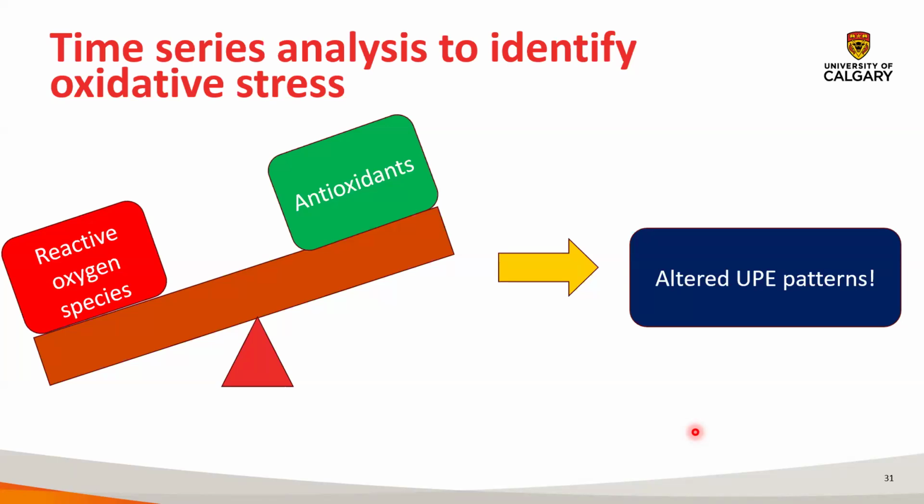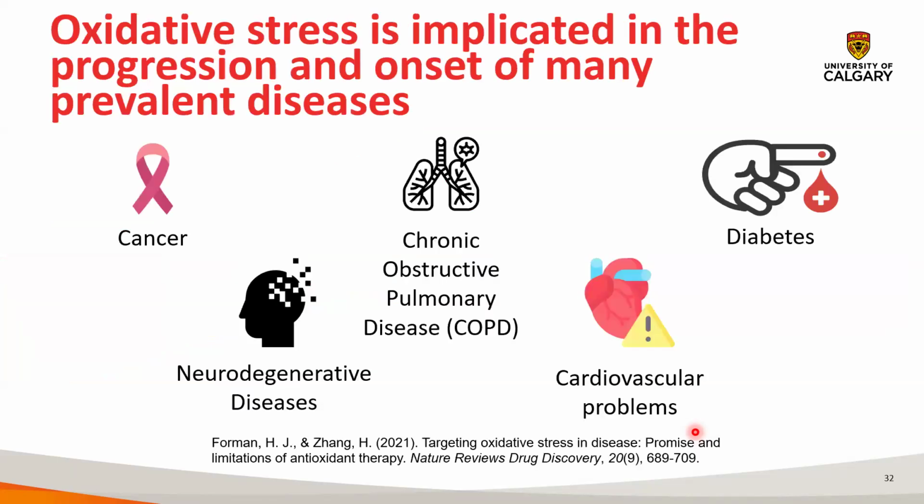And we thought this would theoretically result in altered UPE patterns. And that was sort of the fundamental crux of our analysis. So this was originally thought of from a clinical and diagnostic perspective, where oxidative stress is implicated in the progression and onset of many prevalent diseases.